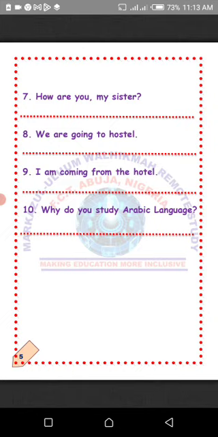Number 10. How do you say in Arabic? Why do you study Arabic language? So how do you say this in Arabic? لماذا تدرس اللغة العربية؟ لماذا means why. Do you study Arabic language? لماذا تدرس اللغة العربية؟ Why do you study Arabic language? I hope you understand.